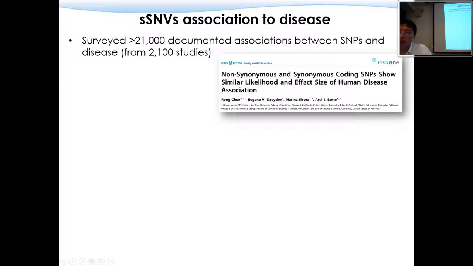This is kind of early, when the first couple of rounds of GWAS studies came out. This study is from the Altman group at Stanford, and they looked at over 2,100 different studies and 21,000 documented associations between SNPs and disease. Here's the conclusion: non-synonymous and synonymous coding SNPs show similar likelihood and effect size of human disease association.